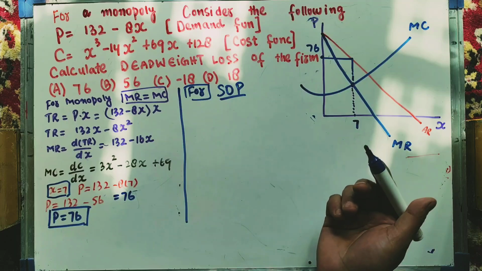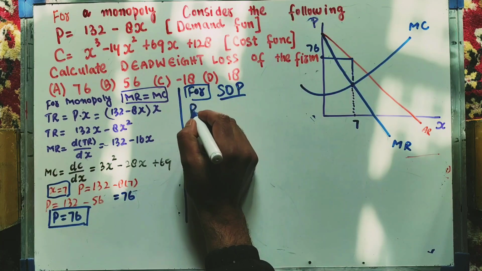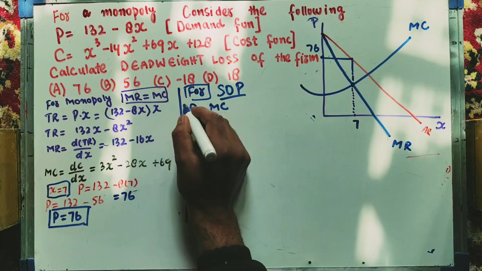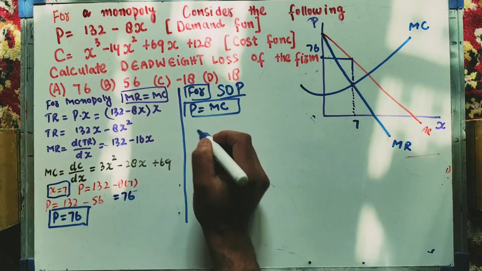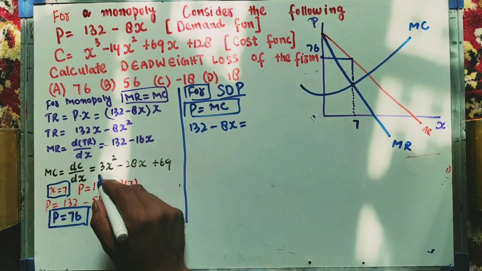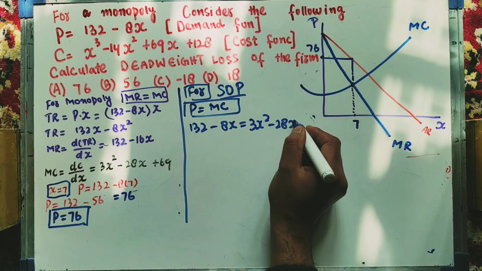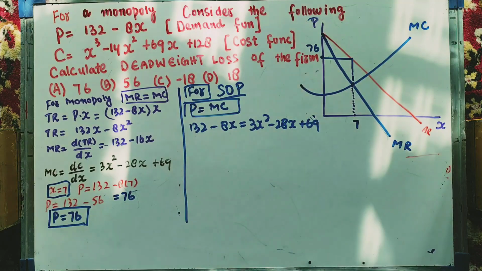In case of perfect competition, we will equate price with the marginal cost. So price should be equal to the marginal cost. So what is price? That is 132 minus 8x should be equal to the marginal cost, which we calculated as 3x square minus 28x plus 69. Now let us solve it again.